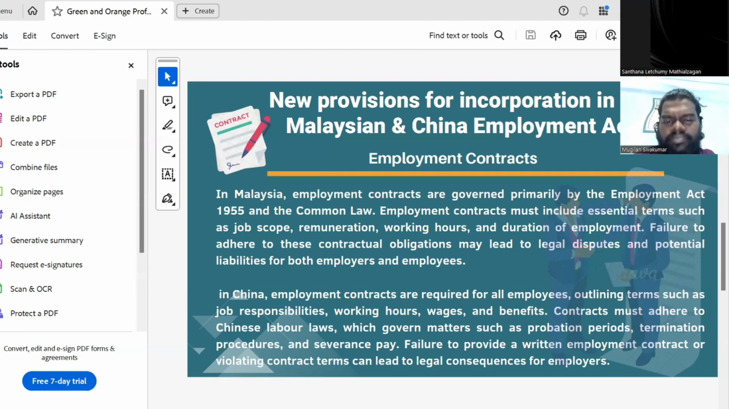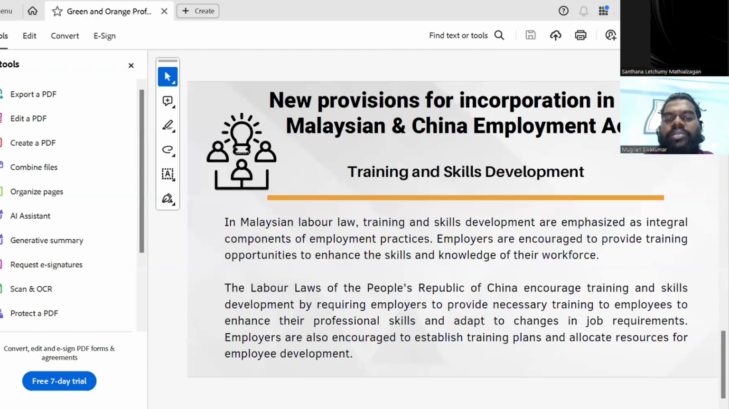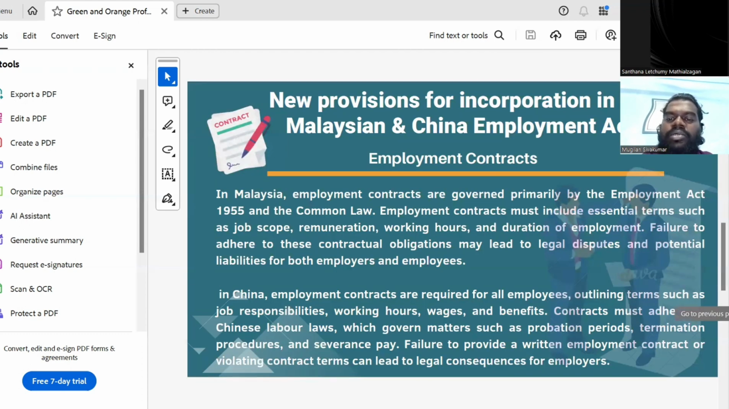In China, employment contracts are required for all employees, outlining terms such as job responsibilities, working hours, wages, and benefits. Contracts must adhere to Chinese labor law, which governs matters such as probation periods, termination procedures, and severance pay. Failure to provide a written employment contract or violating contract terms can have legal consequences for employers.